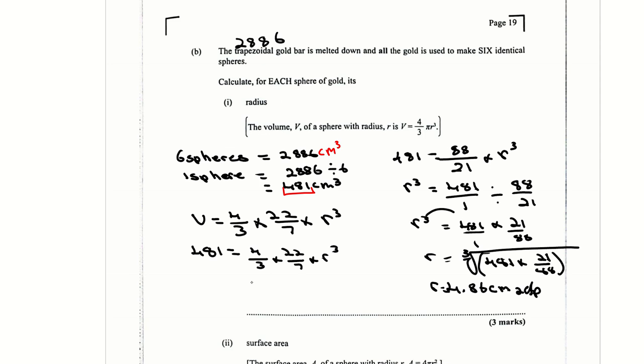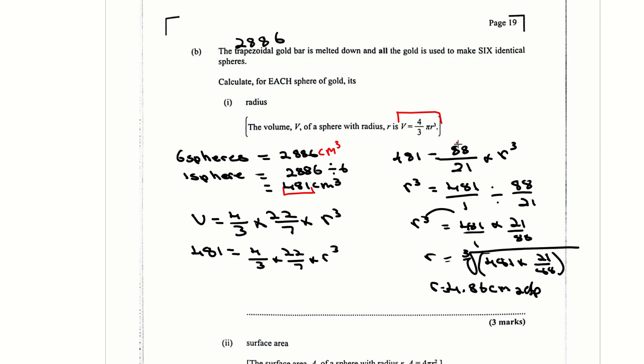Now, even if you don't know the volume of a sphere, which is one of those that they did not give you, they gave it to you right here. Volume of a sphere is 4 over 3 times pi times r cubed. So we know that the volume 481 is equal to 4 over 3 times pi, which they told you in the beginning is 22 over 7, times r cubed. If I multiply, that's 88 over 21.